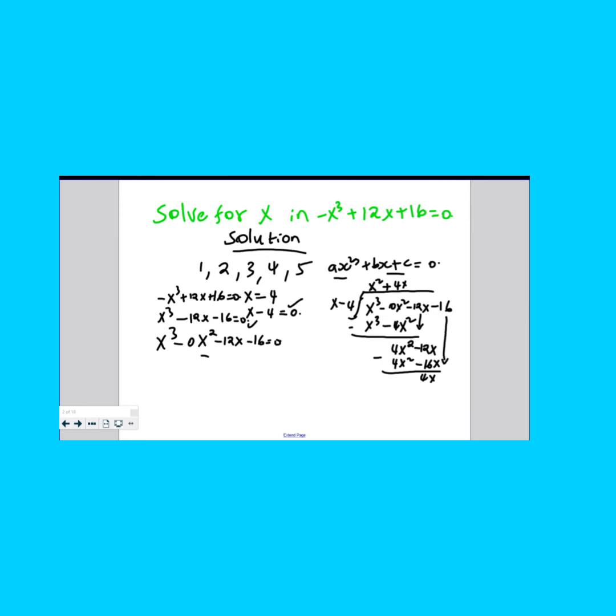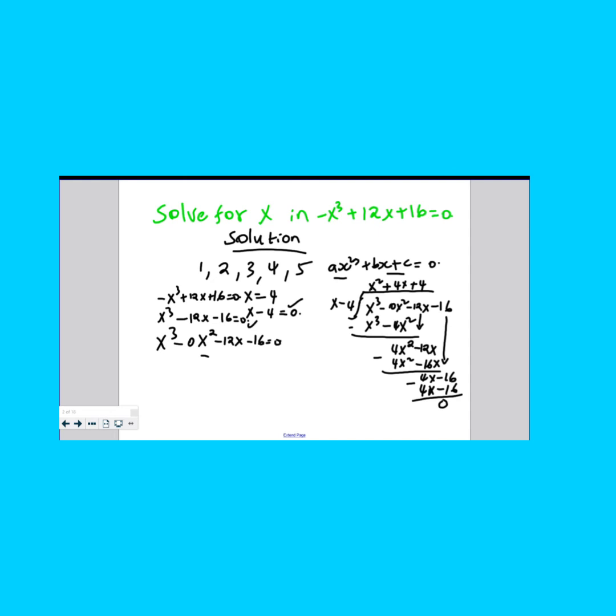It is minus 16, and we further find a value that when we put it here and multiply, we obtain the value down here. That is plus 4. 4 times x is 4x, then 4 times negative 4 is negative 16. Subtracting this, we obtain 0.